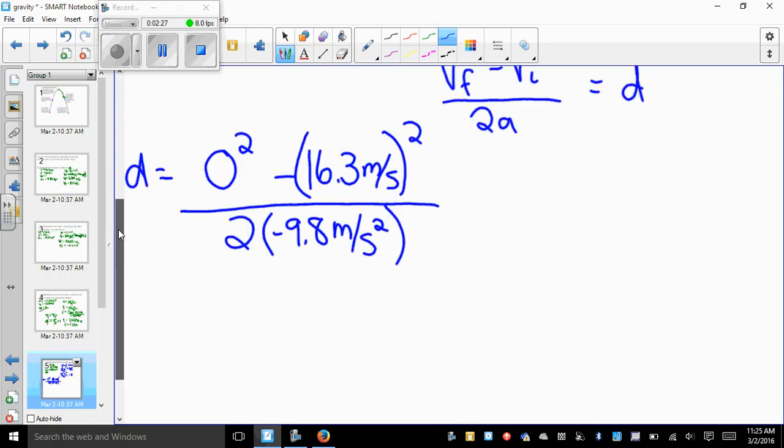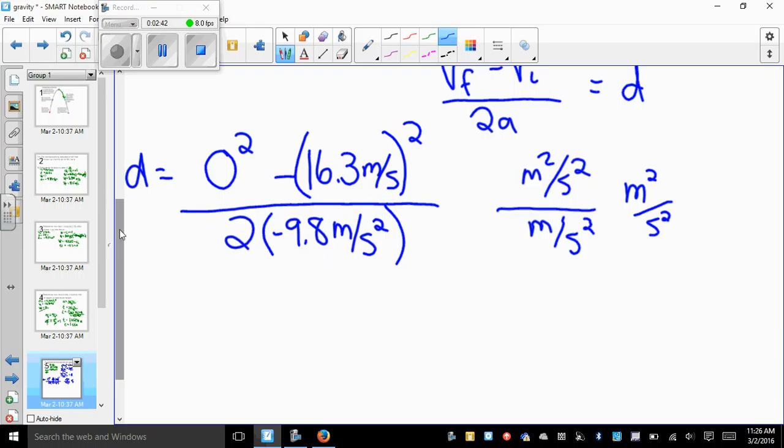Looks like I'm going to have meters squared over second squared, and I'm dividing that by meters per second squared. Okay, when you divide by a fraction, it's the same as multiplying by the reciprocal. So multiplying by second squared over meters. My second squared cancel out. I have meters squared divided by meters. I'm left with just meters. So my unit here is meters. Good. Displacement is in meters.